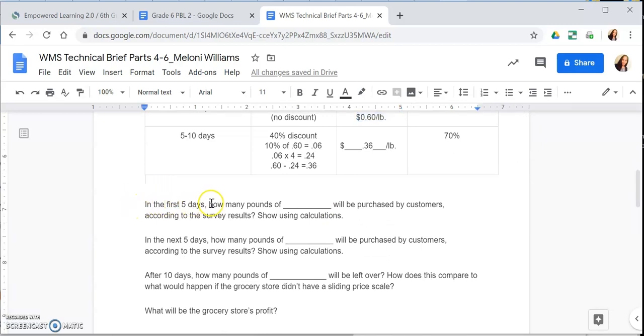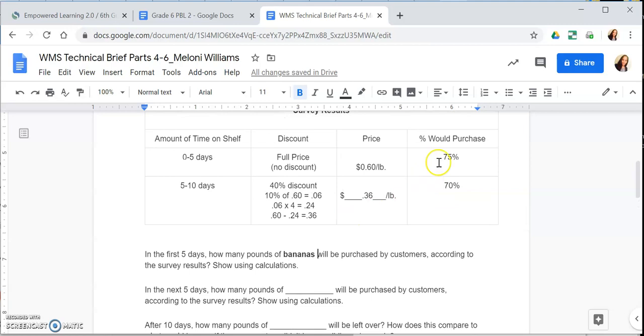It says, in the first 5 days, how many pounds of bananas, remember, because that's what we're selling here, so I'm going to fill in the word bananas in the blank, will be purchased by customers according to the survey results. Show using calculations. So the survey says 75% of people will buy bananas in the first 5 days, because this says 0 to 5 days, 75%.